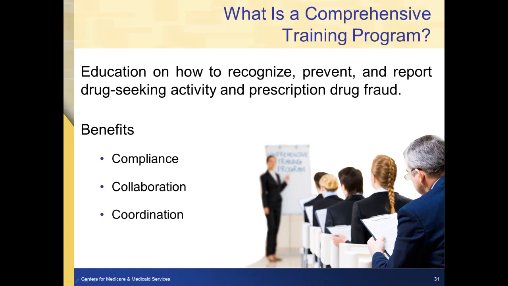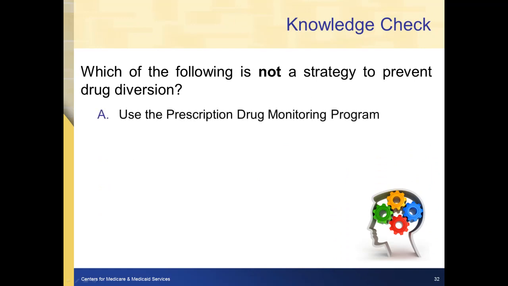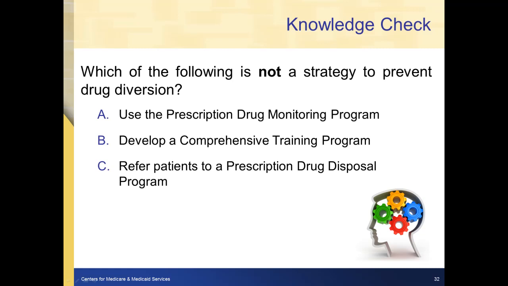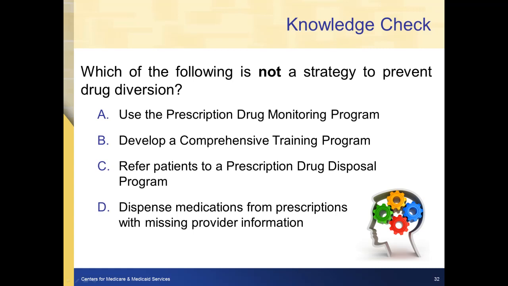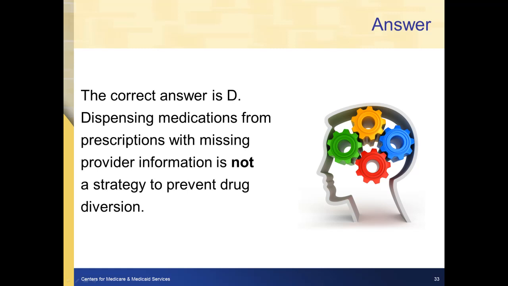Let's do a quick knowledge check. Which of the following is not a strategy to prevent drug diversion? A. Use the prescription drug monitoring program. B. Develop a comprehensive training program. C. Refer patients to a prescription drug disposal program. D. Dispense medications from prescriptions with missing provider information. Or E. None of the above. The correct answer is D. Dispensing medications from prescriptions with missing provider information is not a strategy to prevent drug diversion.